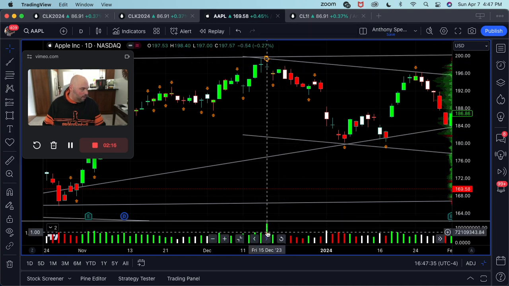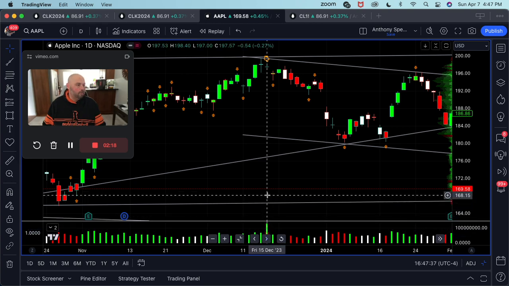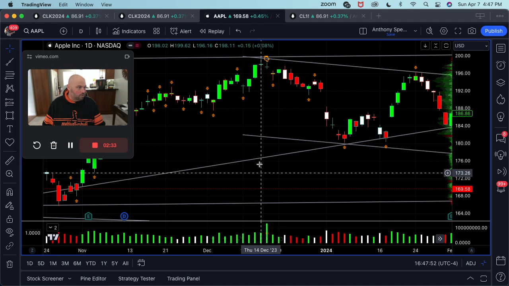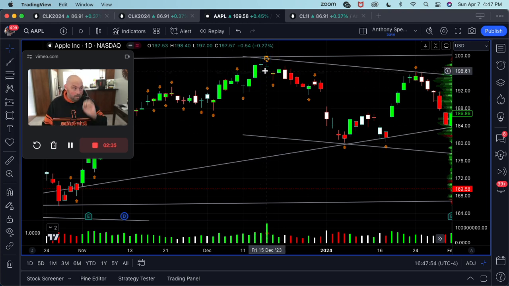Notice all the volume that took place inside that extraordinarily tiny little candle. Like, it didn't move much. The high is 98.4, the low is 97. It moved $1.40 over the course of an entire day. But all that volume was transacted. Guys, that is something called absorption, right?